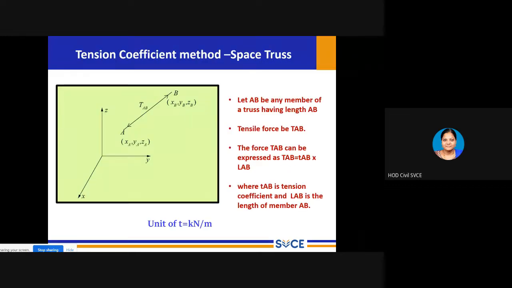Coming to the space truss, while applying the tension coefficient method for the space truss, since it is a three-dimensional member, I am going to express the coordinates in terms of x, y, and z. I am considering a member of the truss in a 3D system. AB is a member, and TAB is the tension in that particular member, and I am fixing the coordinates of points A and B: XA, YA, and ZA, similarly XB, YB, and ZB. Again, the length of the member is LAB. Whatever we did for the two-dimensional truss system, we are going to do the same for the three-dimensional truss system.